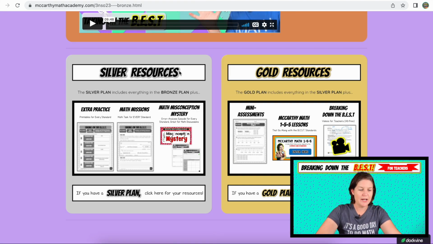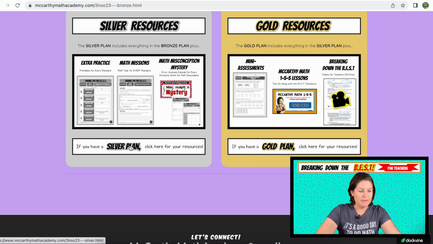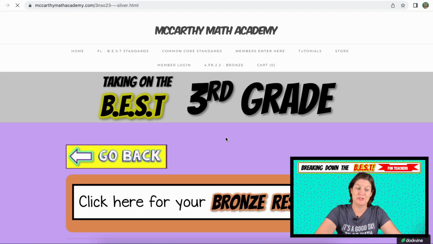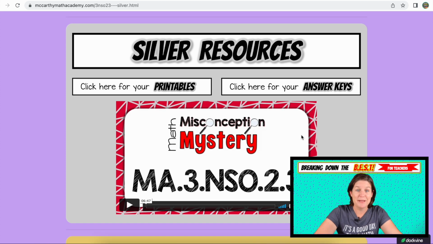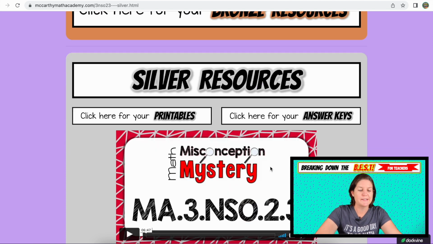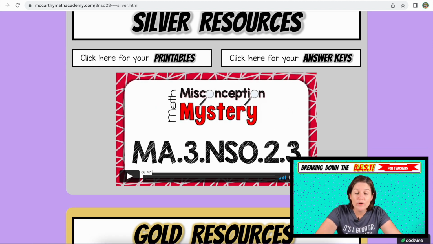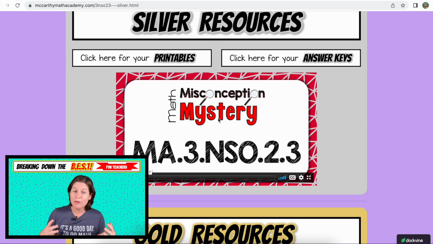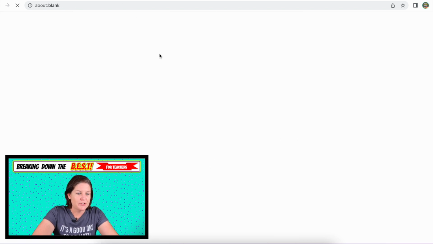Okay, now, most of you probably have the silver plan because you're like, I want the extra practice, and I don't blame you. That's why I made it. So you can see for your silver resources, you can go back to your bronze resources at any time, those video lessons, but you have a lot more here with the silver. You have a math misconception mystery video. Again, just real quick, 4 characters solving the same problem. 3 of them make common mistakes. 1 of them solves it correctly. It's an error analysis video. It's great for math discussions, and students get to be detectives. It's super fun.